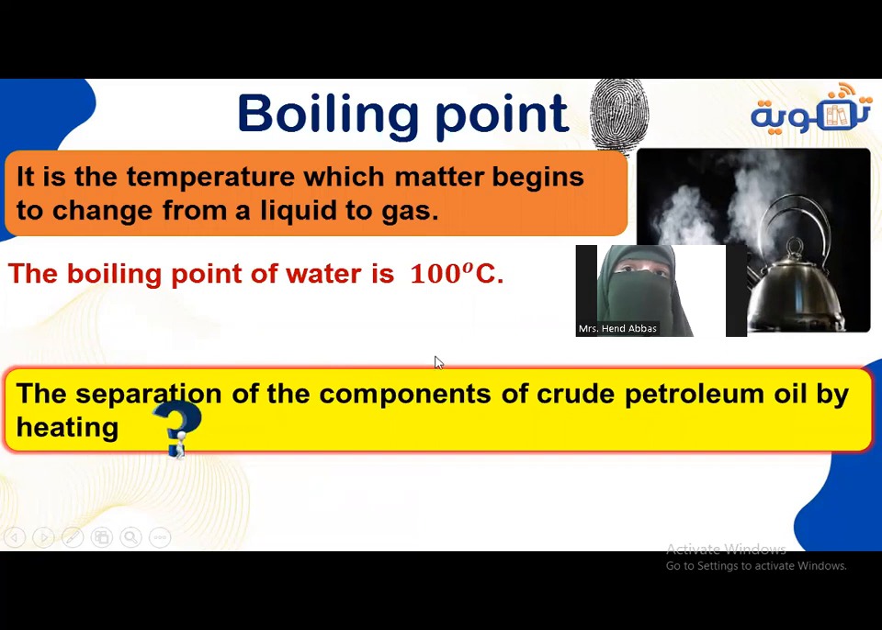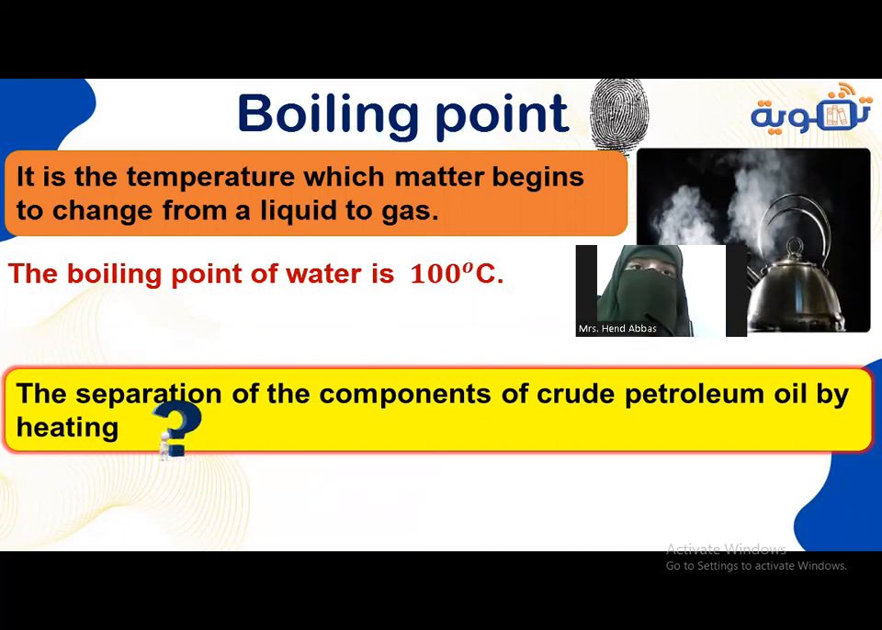Okay, and here we have a live application about the boiling point: the separation of the components of the crude petroleum oil by heating. Why? Because the petrol has a lot of components. When they heat the petrol, some components, when they reach their boiling point, will evaporate, change from liquid to gas.